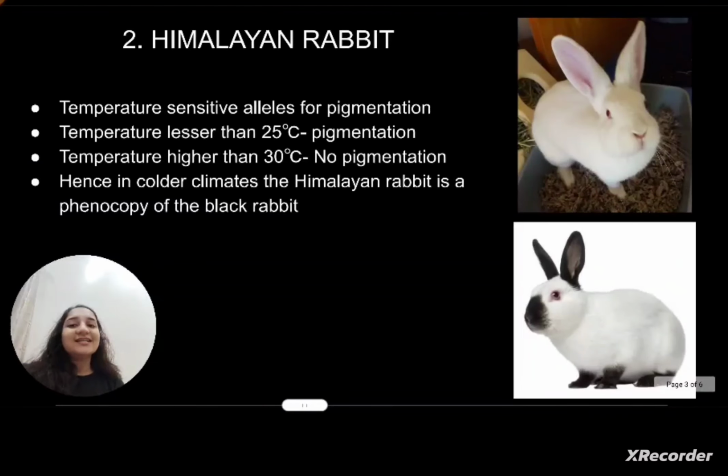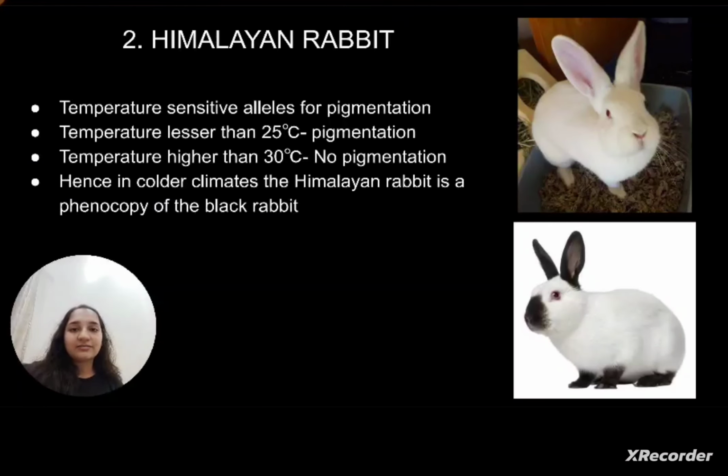Now the next example that we look at is Himalayan rabbits. In Himalayan rabbits, if you rear these rabbits below 25 degrees, you will see pigmentation. In this particular case, you can see that the extremities are darker in color. There is pigmentation, and these extremities are black in color, right? And when you rear your rabbit at a temperature higher than 30 degrees, then there is no pigmentation seen. It's a white color rabbit, right?